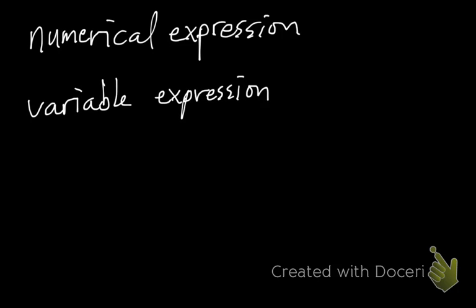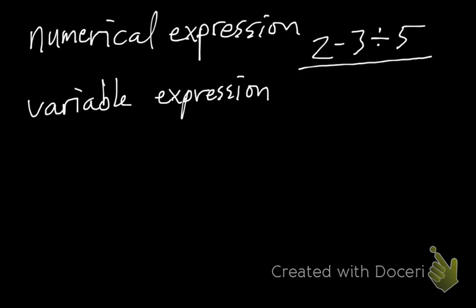We're going to work with variable expressions today, and just to remind you, a numerical expression is when we have something like 2 minus 3 divided by 5. This is a numerical expression because it has numbers and operations. Obviously, you know which ones the numbers are: 2, 3, and 5. The operations are subtraction and division.